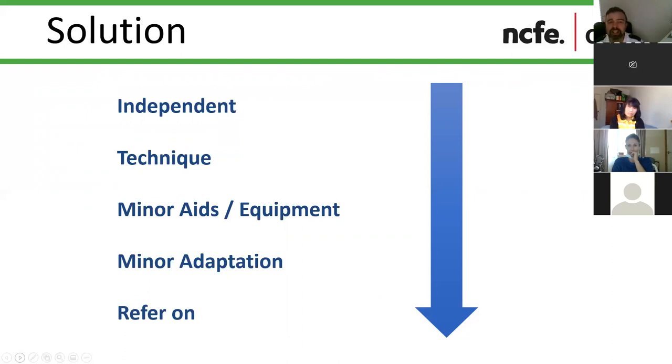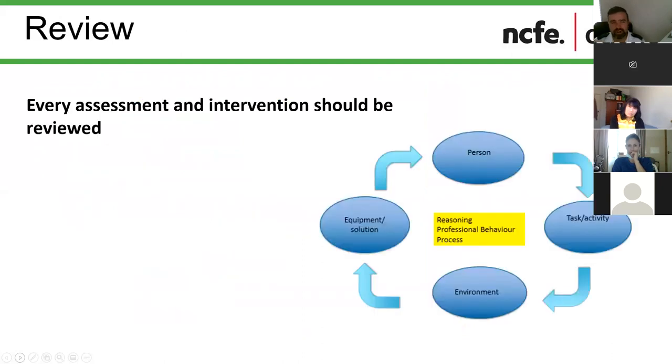And again, it's about those minor aids, adaptations, equipment and minor adjustments. And again, not being afraid to refer on. So if you've got somebody in your home and you know that they need something else, you need to do that referral to say, look, can we not get it?